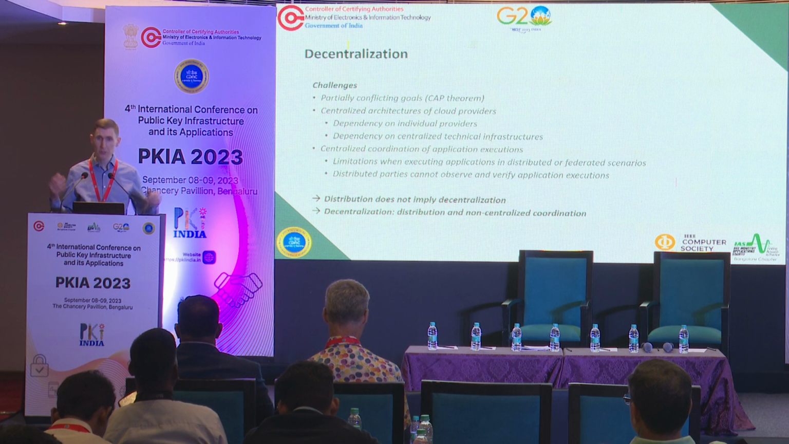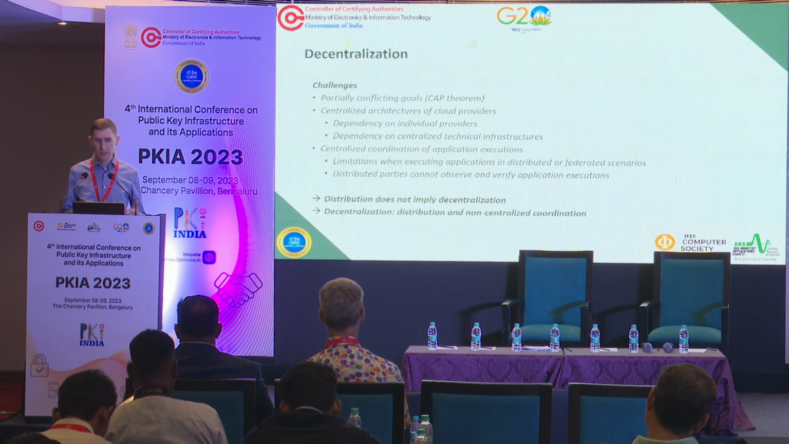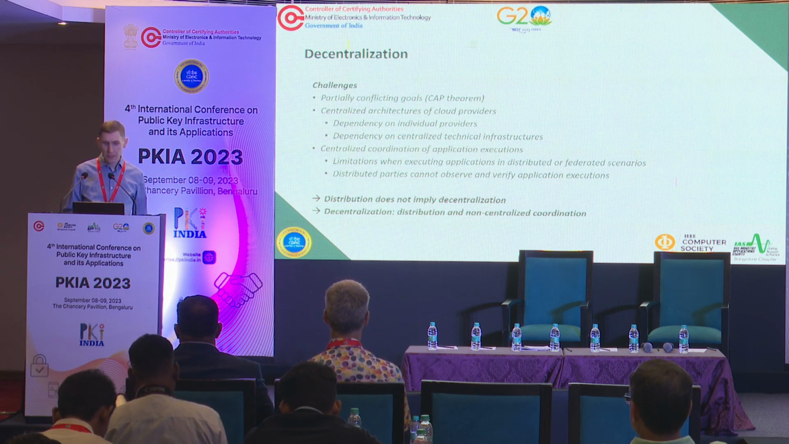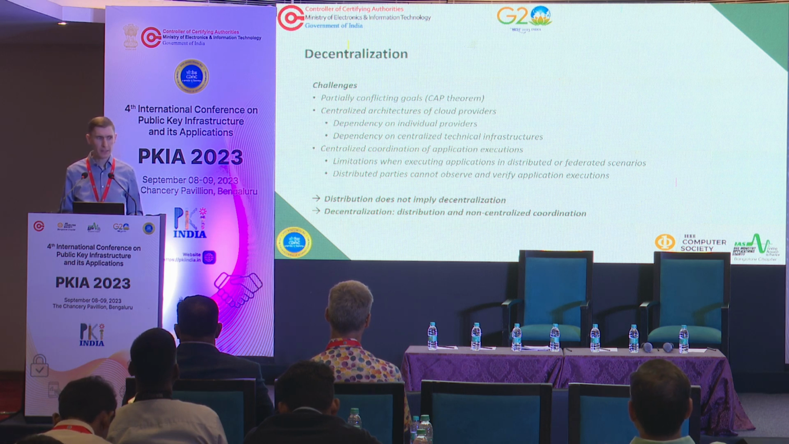So if there's an outage, there's been an outage in Google and Amazon data centers several times over the years where large infrastructures went down. This means that distribution does not necessarily imply that we also have decentralization, and therefore we want decentralization, ideally the distribution and the non-centralized coordination, which is how I see the decentralization for applications.